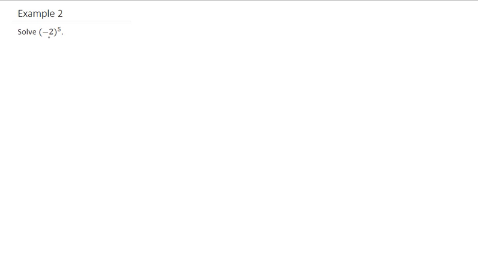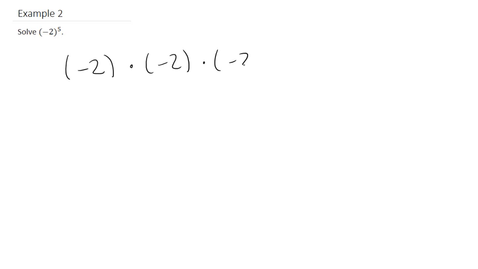We have this -2 in parentheses raised to the 5th power. So our 5 is the exponent telling us how many copies we have of this whole -2 because it's in parentheses. So we have -2 times -2 times -2 times -2 times -2.